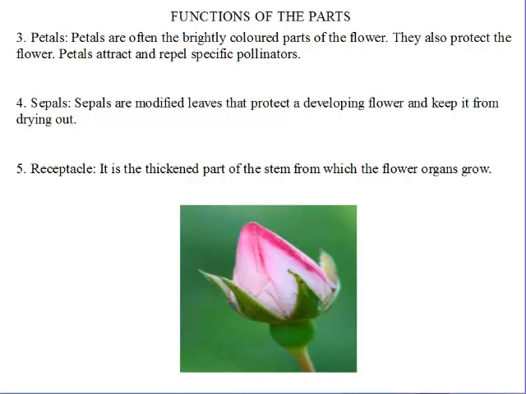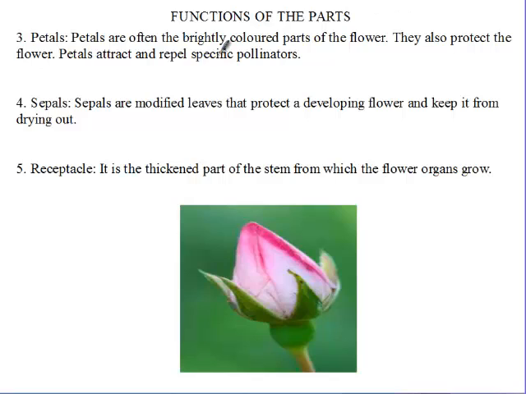Let's talk about the other parts. The third main part we're going to talk about is the petals. We normally see brightly colored flowers around. These brightly colored flowers usually attract insects. There are certain flowers too that are very dull in color. Usually we may think they lack petals, but they also have petals.